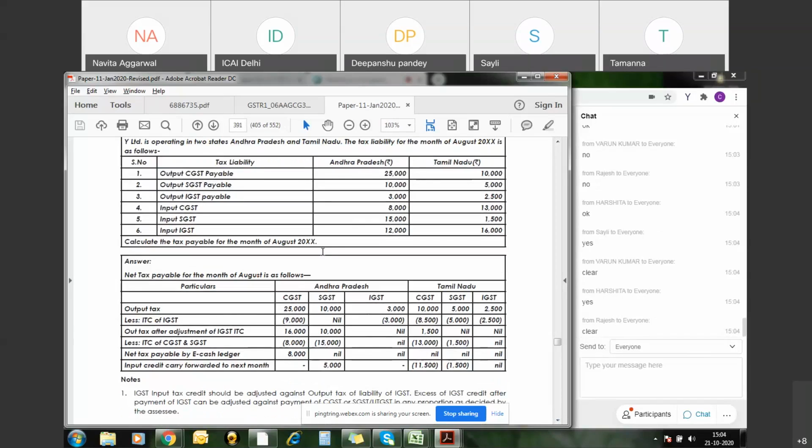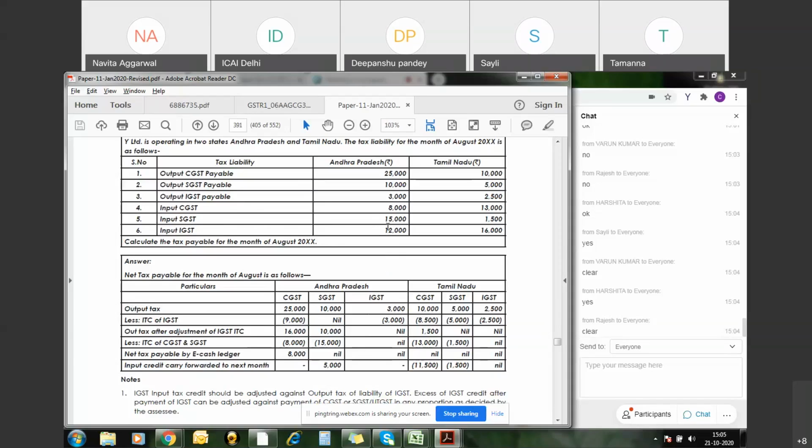Output tax is placed. Now, what is the ITC available? First is ITC available under IGST. So in the rule what we have studied, integrated ITC should be first set off across all the types of taxes. First preference is given to the IGST liability only. So against a liability of 3,000, we have placed 3,000 of ITC available under IGST.